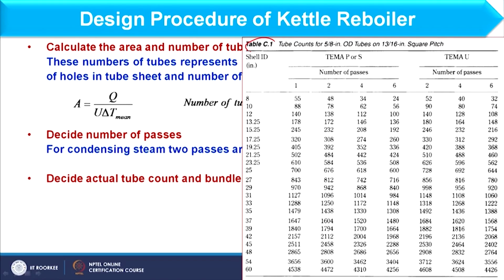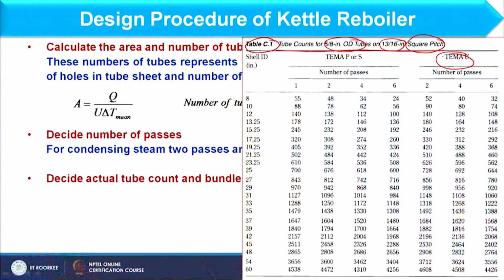So, if you see here, I have table C1. These tables are available in appendix C of R.W. Sinnott's book, and the title of this table is tube counts for 5 by 8 inch OD tubes on 13 by 16 inch square pitch. So, here the OD of the tube is mentioned and the pitch is given. It is not always 1.25 D naught, and the type of arrangement of tubes is also given. In this way, you can find the suitable table as per your requirement. If U tube is given, you can consider this section where passes are 2, 4 and 6, and here P and S are basically the split ring as well as pull through. So, according to the number of passes, you can tally the tubes.